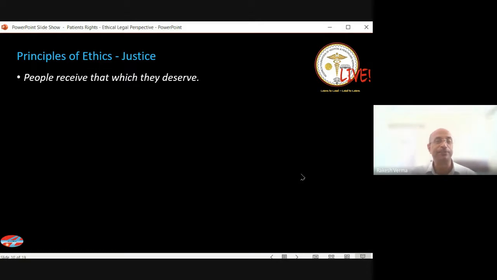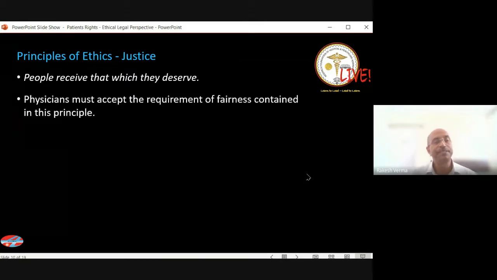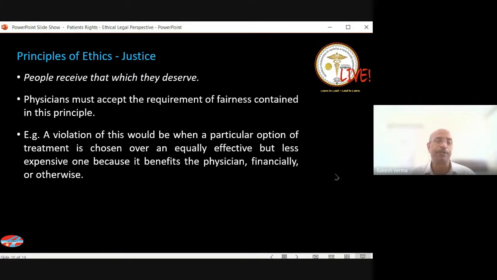Now, how do we decide who deserves what? Physicians must accept the requirement of fairness contained in this principle, and there is something known as equitable distribution. For example, we talk about triage in our healthcare practice. When we say triage, essentially we are trying to identify patients who require urgent care or who can benefit most from the care, and therefore we provide care to those.